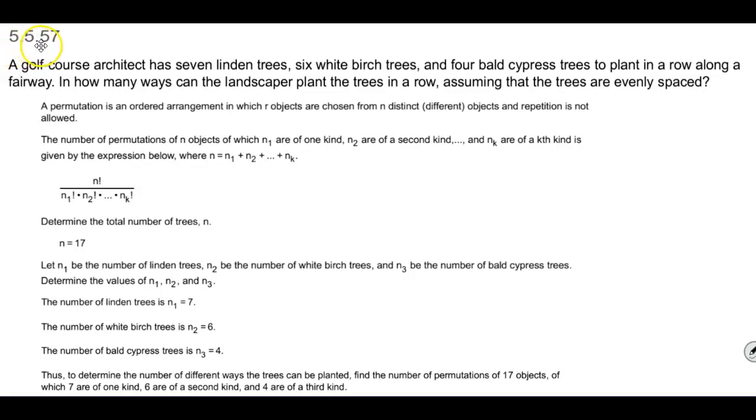In section 5.5.57, a golf course architect has 7 linden trees, 6 white birch trees, and 4 bald cypress trees to plant in a row along a fairway. In how many ways can a landscaper plant the trees in a row, assuming that the trees are evenly spaced?